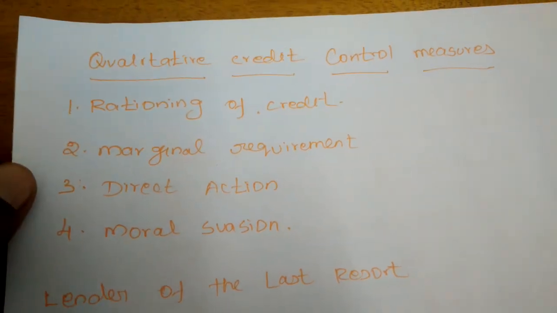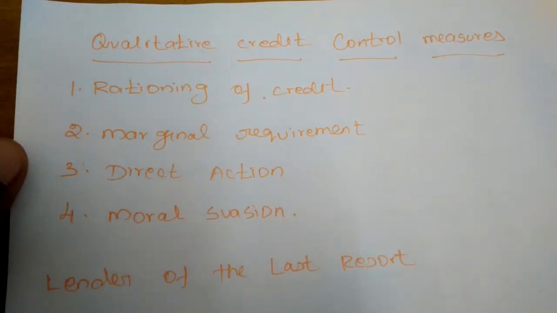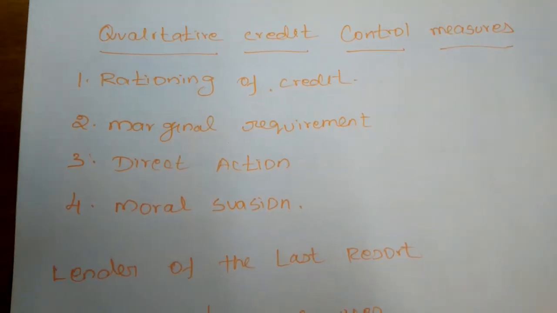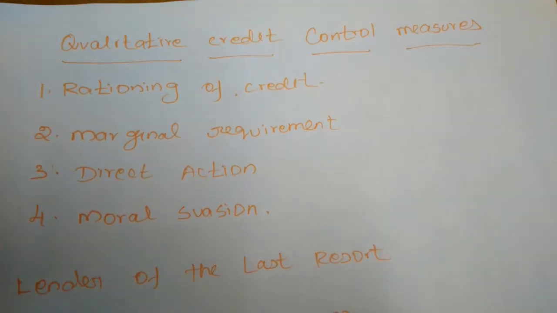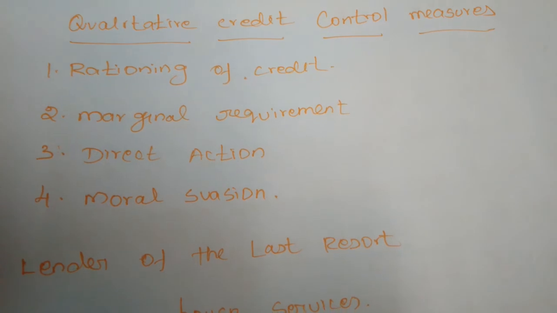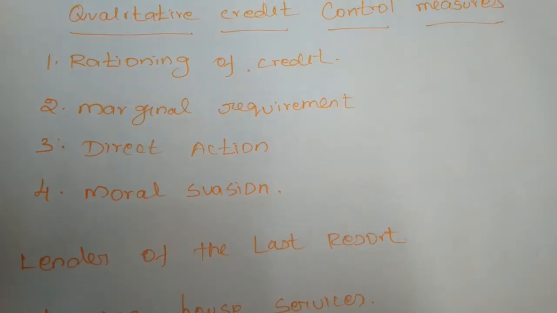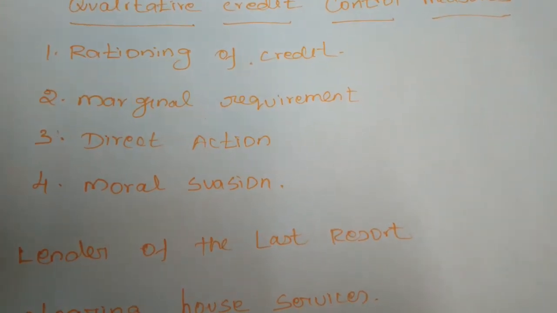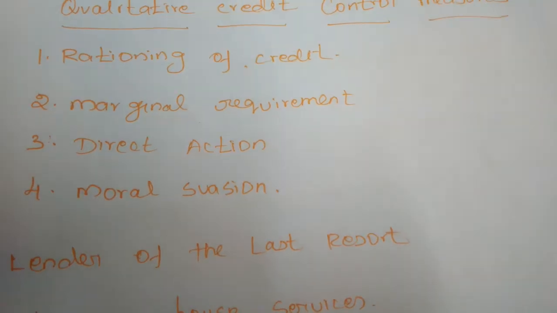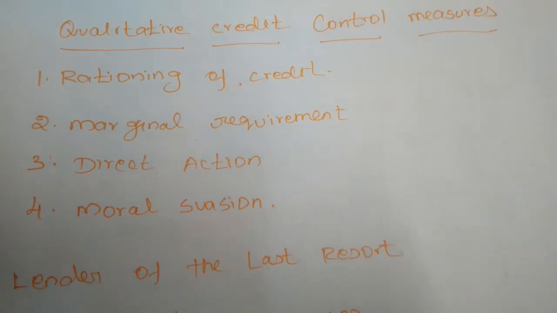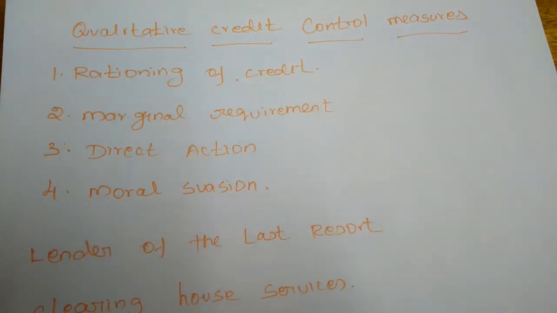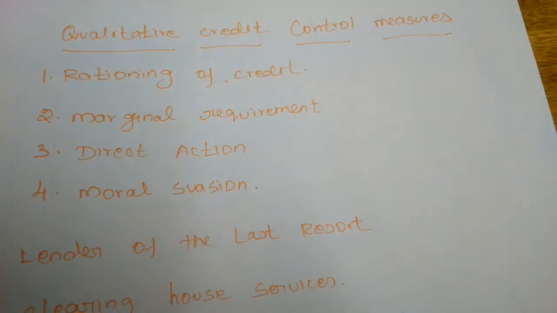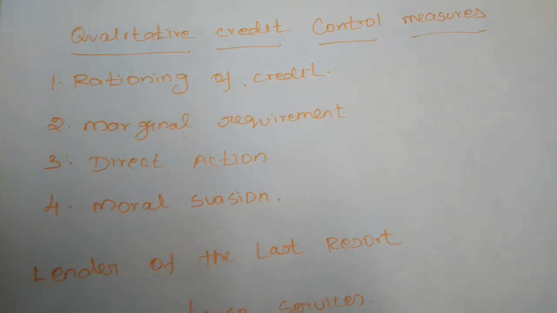Like the quantitative credit control measures, the RBI also takes qualitative credit control measures. Under these qualitative credit control measures, it takes the rationing of credit, the marginal requirement, direct actions, and moral suasion. By using these four measures, the Reserve Bank of India tries to bring the credit under control.